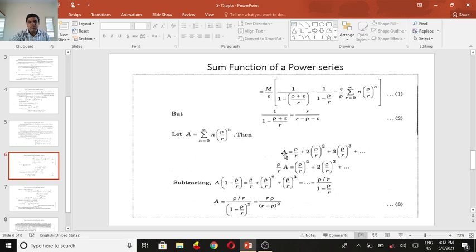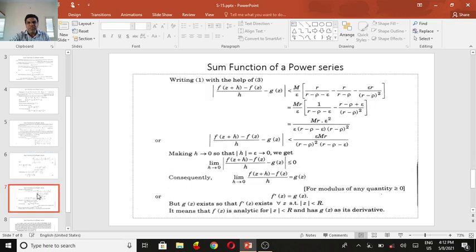So A minus (rho by r) times A. I take A as common, we get 1 minus rho by r. This is equal to rho by r plus (rho by r) whole square plus (rho by r) whole cube, etc. This can be written as (rho by r) divided by 1 minus rho by r. Again, A should be equal to (rho by r) divided by (1 minus rho by r) whole square, which simplifies to r rho divided by (r minus rho) whole square.